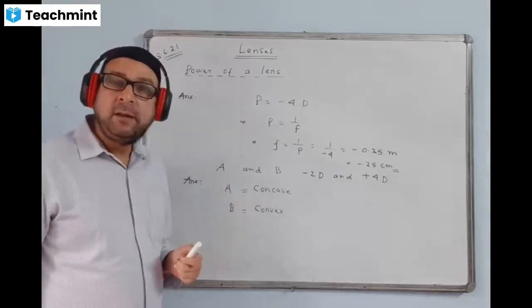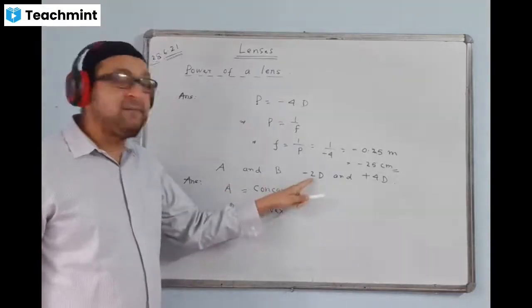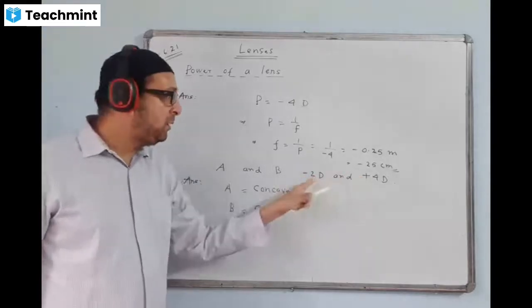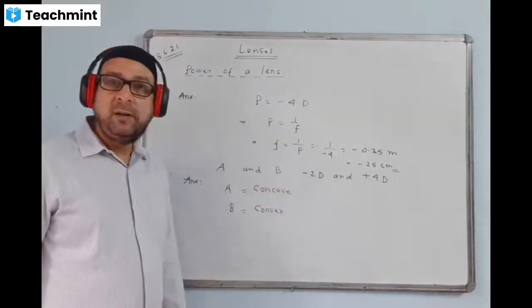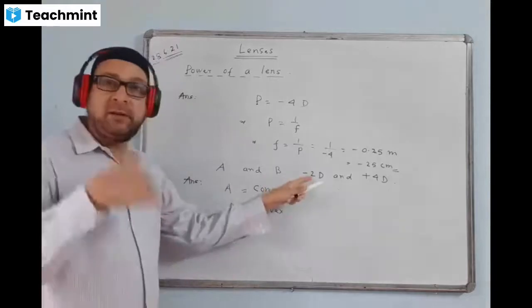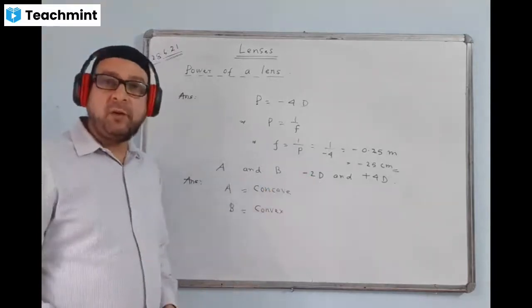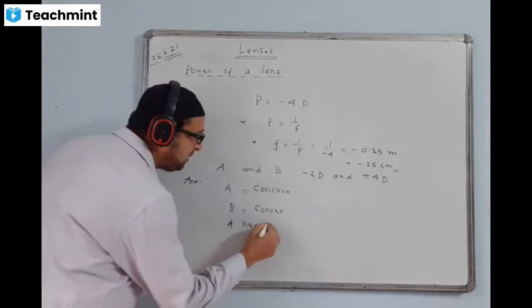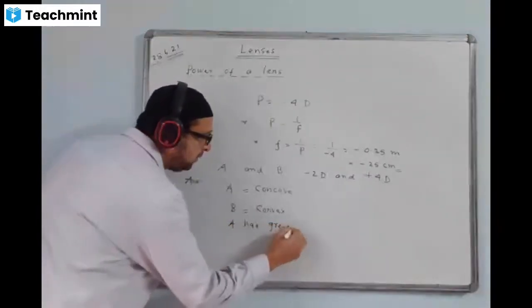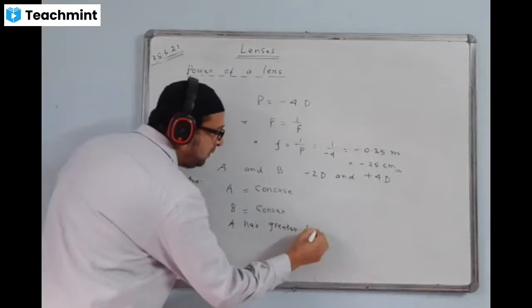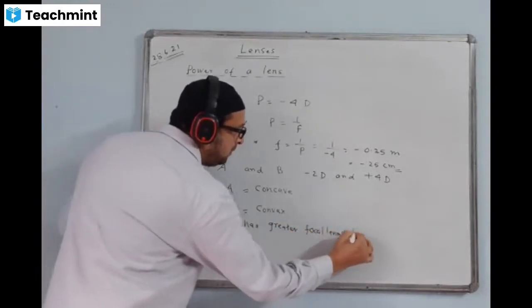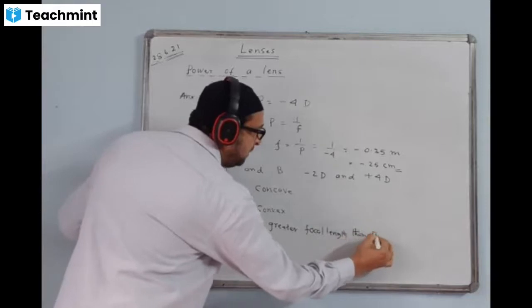A. You see the value there. Don't see the sign. You see the value only: 2 and 4. The 2 is smaller, no? So A has got less power, so it will have more focal length. So A has greater focal length than B. That we have to write.